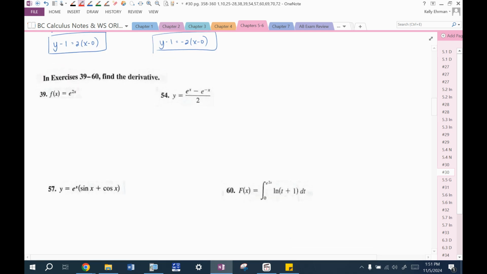Find the derivative. So here's a nice quick one. F prime is e to the 2x times 2. That's all for that one.